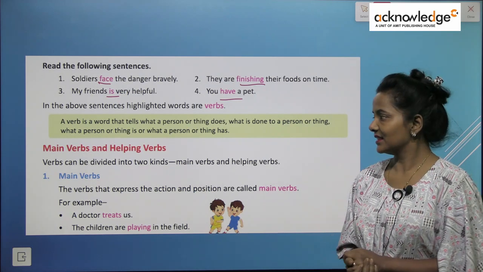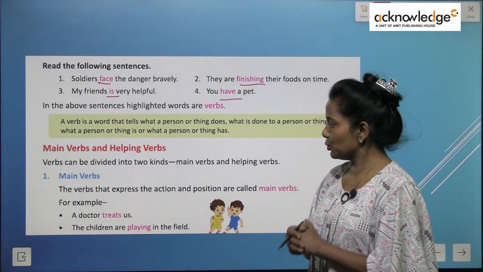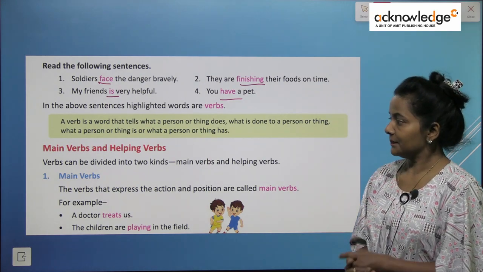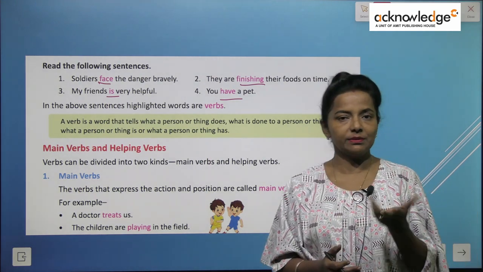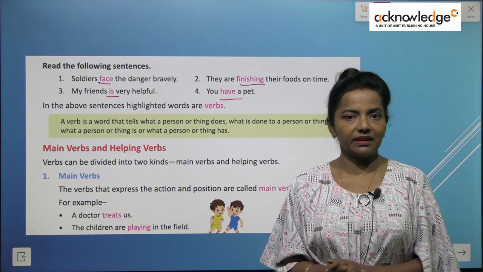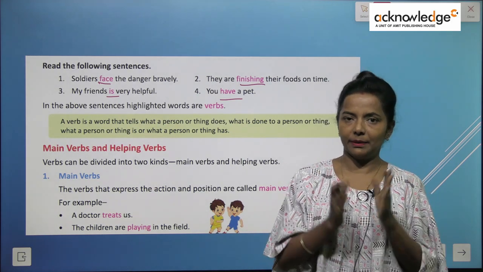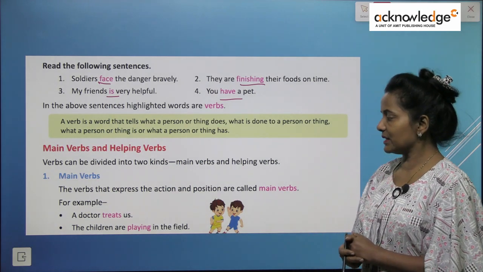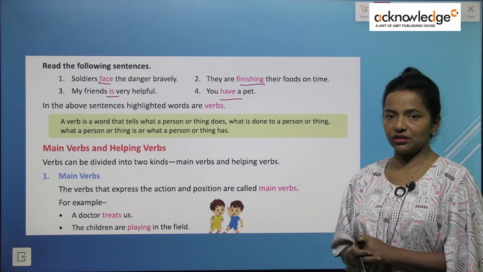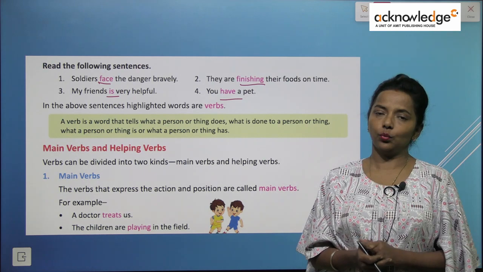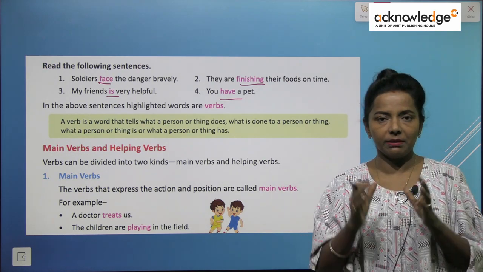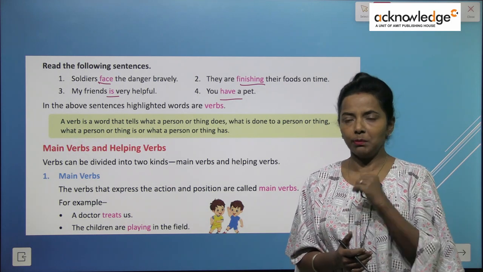Now main verbs and helping verbs. What are these? Verbs can be divided into two kinds, main verbs and helping verbs. अब main verbs देखिए, verb को two parts में divide करते हैं हम, main verbs and helping verbs. अब main verbs क्या होते हैं? The verbs that express the action and position are called main verbs. जो action भी बताता है और उसके position भी बताता है, उसे कहते हैं main verb.